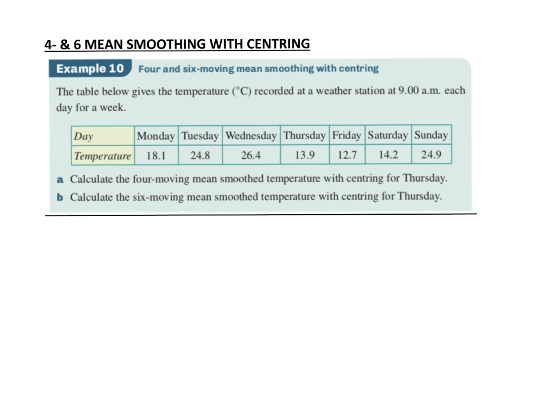So what I'm going to show you is here, let's do the 4 and the 6 so you can get an idea. So it's asking me to calculate the 4 mean smoothing for Thursday. So we go to Thursday. For 4 mean smoothing, one option is I'm going to go 2 below it and 1 above it. So it will be Tuesday plus Wednesday plus Thursday plus Friday, and I'll divide by 4.